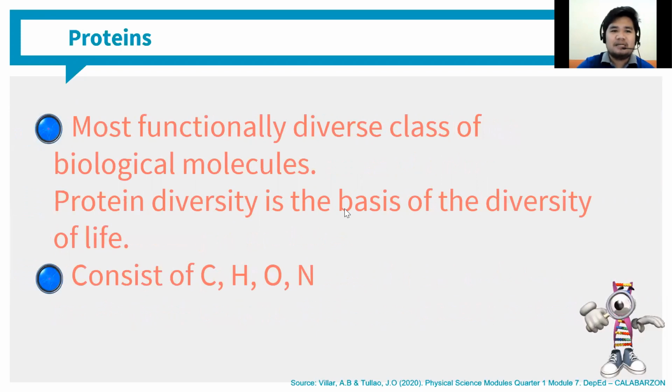Okay? So, most proteins are most functionally diverse class of biological molecules. And protein diversity is the basis of diversity of life. No? Kasi nga, dahil yung 21 amino acids na yon, mga monomers ng protein ay pwedeng mag-arrange into different sequences. Kaya nagkakaroon ng iba't ibang diversity ang protein. Protein is composed of elements carbon, hydrogen, oxygen, and nitrogen.